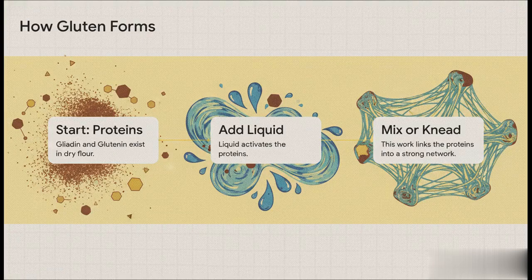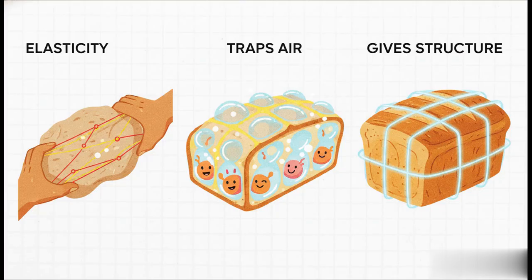And how it forms is surprisingly simple. You start with these two proteins, gliadin and glutenin, and they're just dormant, hanging out in the dry flour. As soon as you add water, they kind of wake up. Then, when you mix or knead the dough, that physical work links them all together, creating that strong, stretchy gluten network. So what does this gluten network actually do? Well, its elasticity is what allows dough to stretch and rise. It basically acts like millions of tiny little balloons that trap all the gas from yeast, and that's what makes bread so light and airy. And of course, that network is what gives you that satisfying structure and chew.